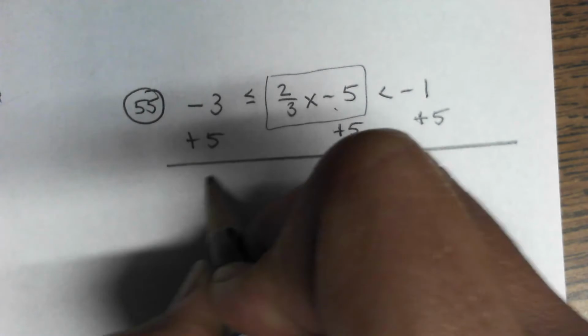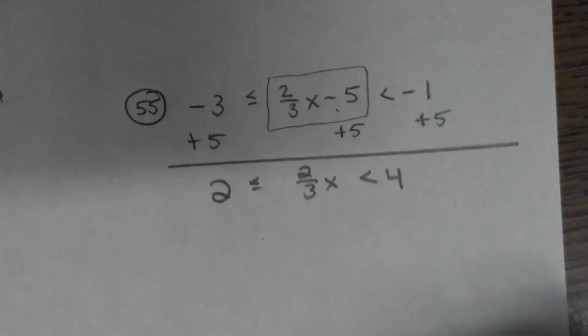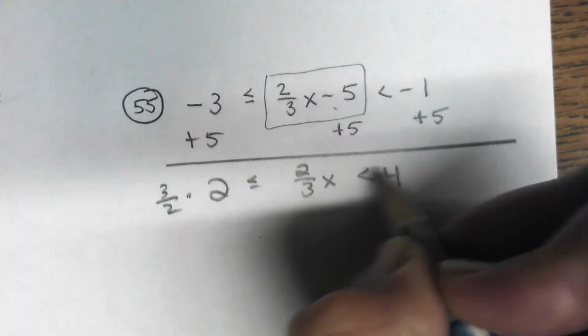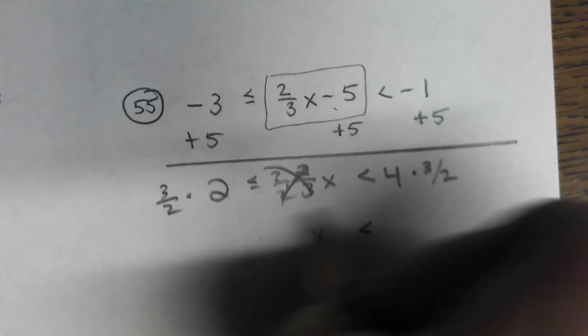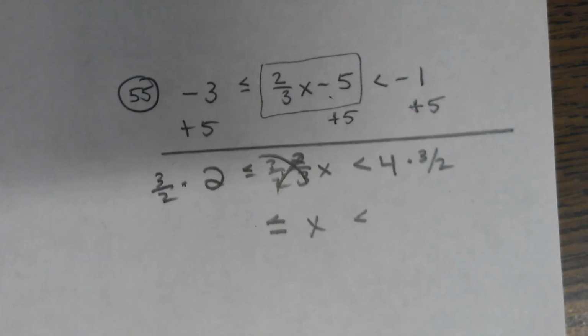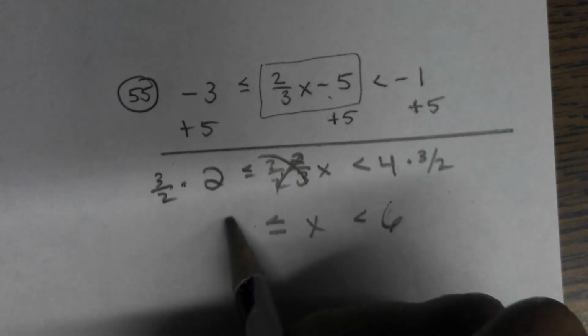So we're going to get 2 is less than or equal to 2/3 x is less than 4. And then dividing by 2/3, we're actually going to multiply by 3/2 everywhere. So that'll cancel. You'll have x. It's a positive number, so I don't have to worry about switching these signs. This will be 12/2, which is just 6. This is going to be just 3.